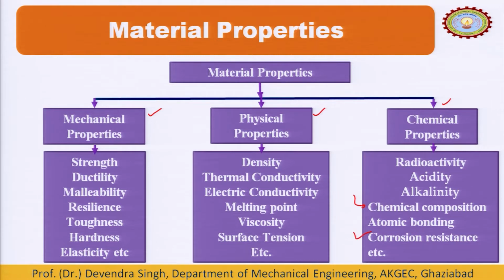Corrosion resistance is an important property. Similarly, here we can use corrosion resistance and wear resistance as a mechanical property in this category.